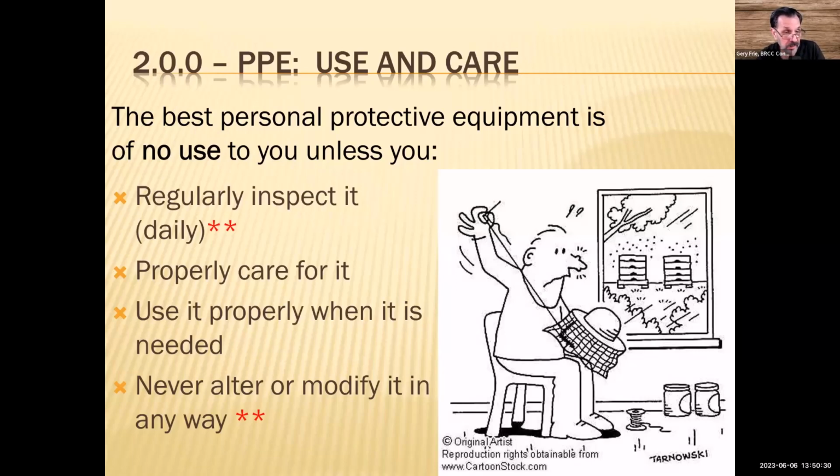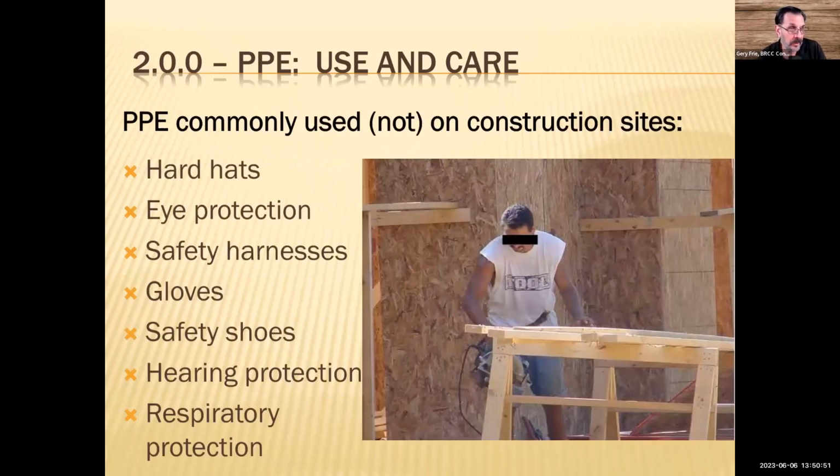And then not altering it is an important thing. So you don't snip the tips off your gloves just so you can reach a nail out of your carpenter's pouch. You wear an enhanced grip glove instead. So again, using just the right kind of glove can change the whole nature of your experience with using personal protective equipment. So we're going to be looking at hard hats first, eye protection second, and so on.